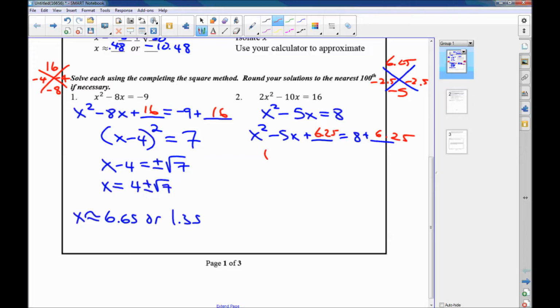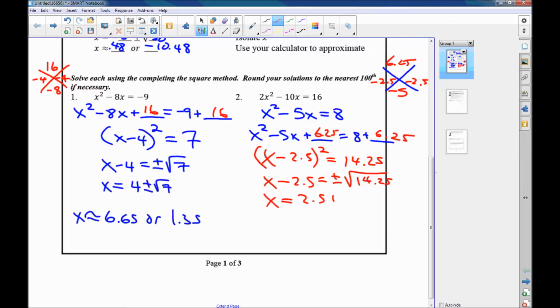All right, so when I factor this, it's going to factor into x minus 2.5 squared equals 14.25. And then we'll square root both sides. So x minus 2.5 equals plus or minus the square root of 14.25. And then we're going to add 2.5 to both sides to get the x isolated on one side. So this is our exact answers. Okay, and then we're going to round it because we were asked in the directions to round.